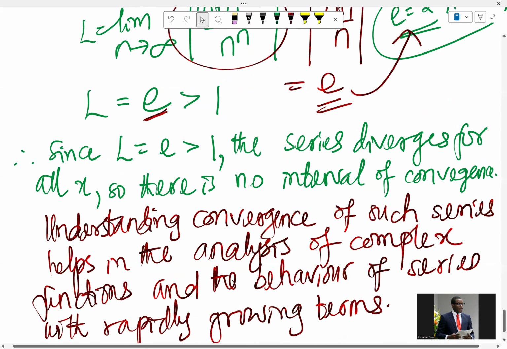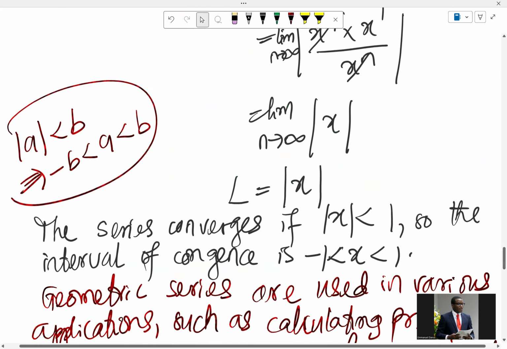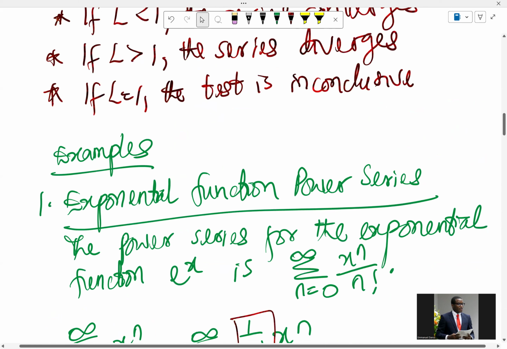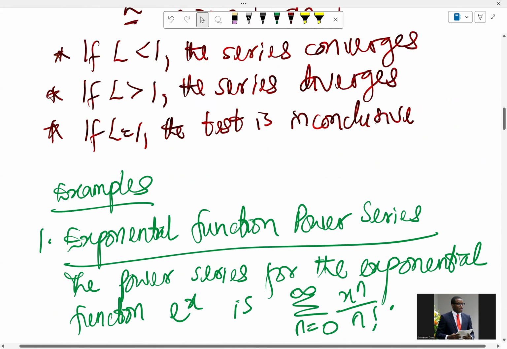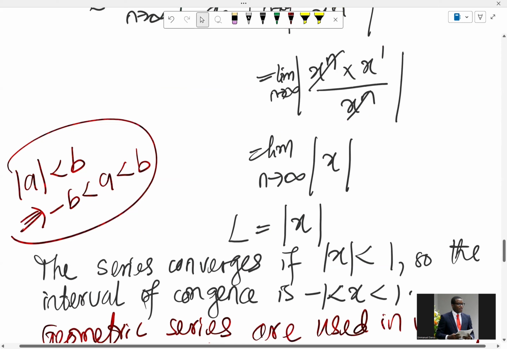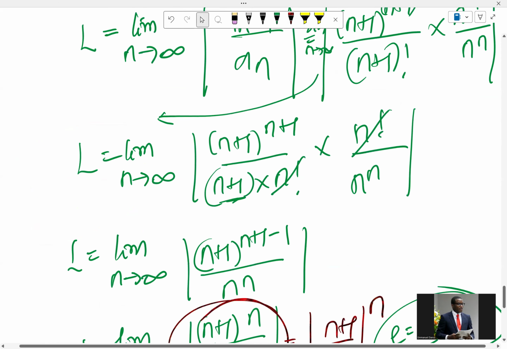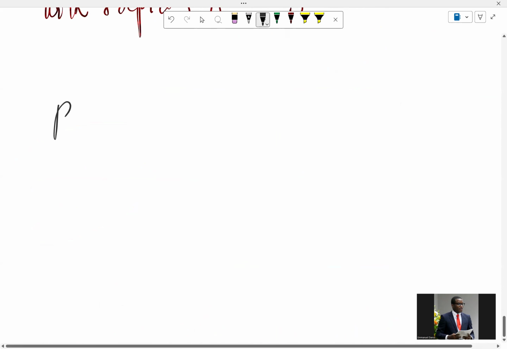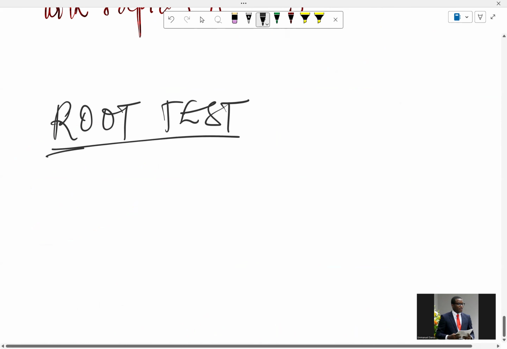Okay, so that is all about the ratio tests. We've come a long way. So let's move on to the next one, which is the root test now. While the other one uses ratio, this one is focused on roots.